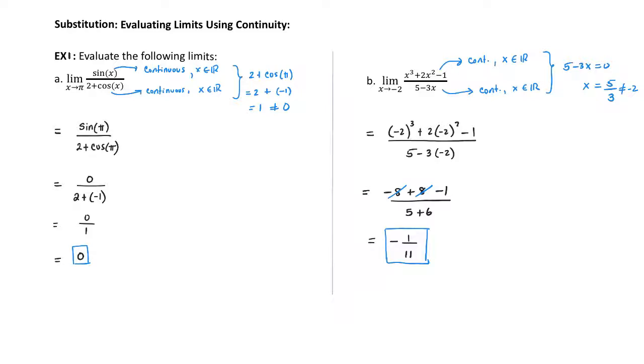For example, imagine a function with a removable discontinuity, a hole right there, at x equals a. And while this function is not continuous at a, it still has a beautiful limit. So just because I cannot argue for continuity, or just because continuity fails, it doesn't mean that there is no limit. There may still be a limit.